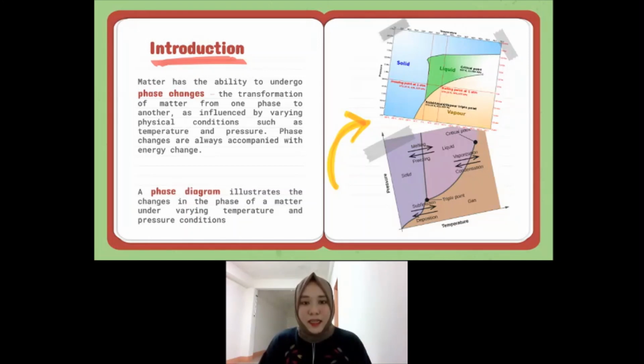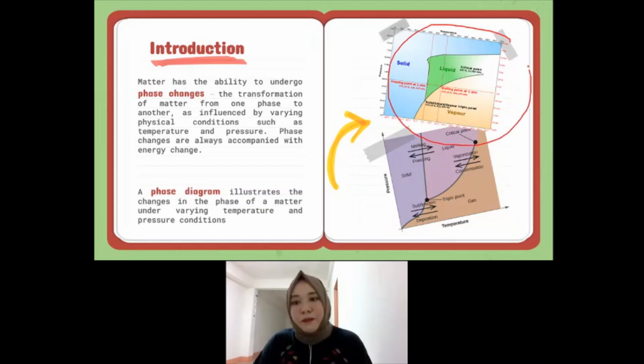So there are instances where if there are changes in temperature or pressure, for example, if you increase the temperature in a particular environment, some solids can be converted into liquids. Or, if you manipulate the pressure in a particular environment, some liquids can be converted into solids. So vice versa. Now, phase changes are always accompanied with energy change. As you can see in the picture on the right side of the slide, you can see diagrams here. This is what we call a phase diagram. It basically illustrates the changes in the phase of a matter under varying temperature and pressure conditions.